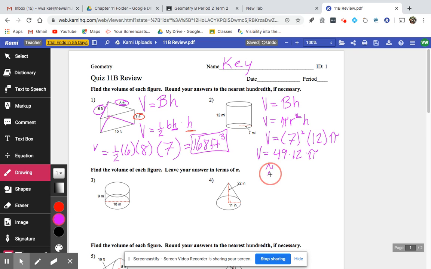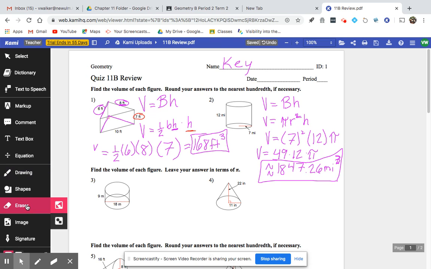But if we want that rounded to the nearest hundredth, we'd have to say 1,847.26 miles cubed. Draw a better looking 3 there. There we go. Well, that 3 doesn't look very nice, does it? Let's try that again. Okay. Miles cubed. Okay, I think that's as good as it's going to get.